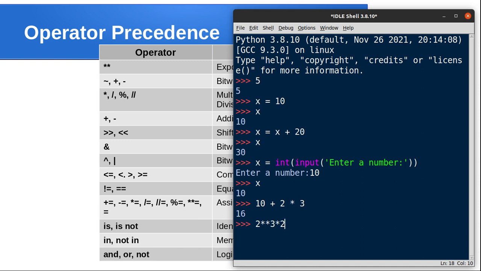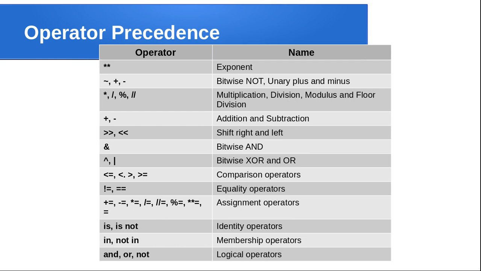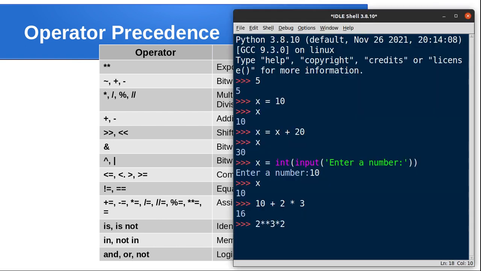So we have two operators, one is exponent and the other is multiplication. According to this table, exponent is the highest priority. So 2 to the power of 3 is 8, 8 into 2 is 16. So that is the answer.